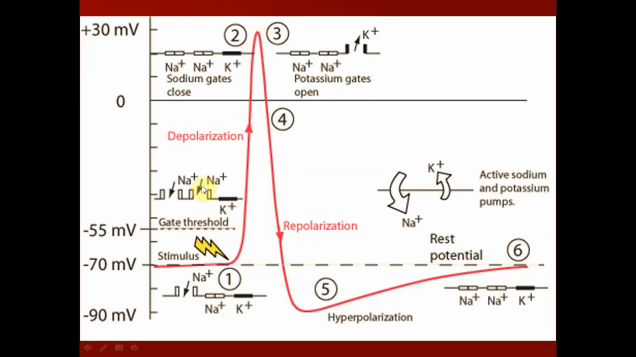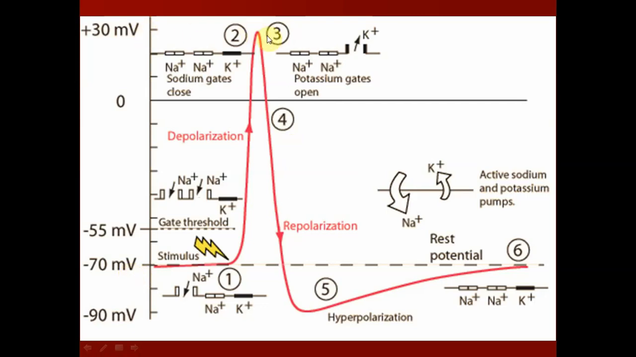So we see that at the beginning, the opening of the Na+ channels allows the Na+ ions to go to the intracellular medium from the extracellular medium, and this will cause a depolarization wave for the potential difference to change from minus 70 to plus 30 millivolts.